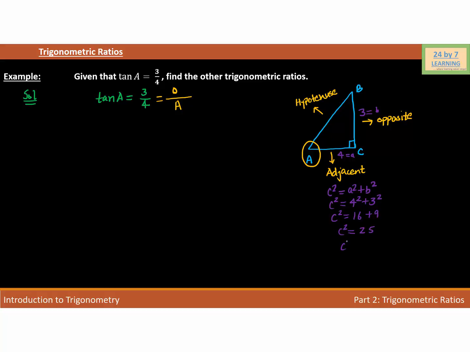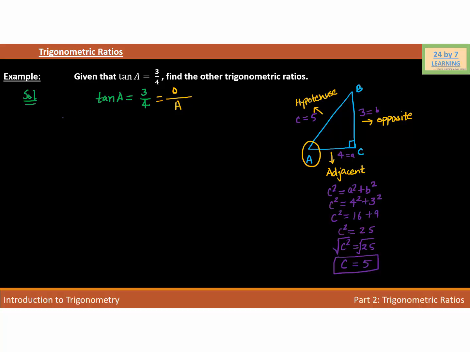Now let's find the square root on both sides to find the value of c. The square root of c squared is c, and the square root of 25 is basically 5. So c is basically 5. So my hypotenuse is c, which is equal to 5. Now let's find the other trigonometric ratios.